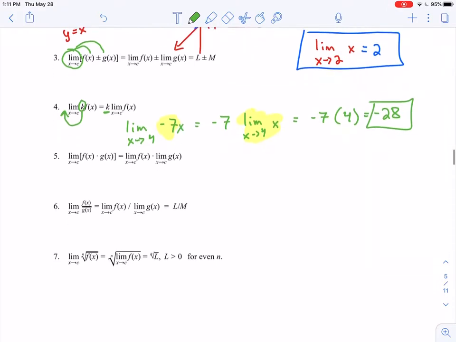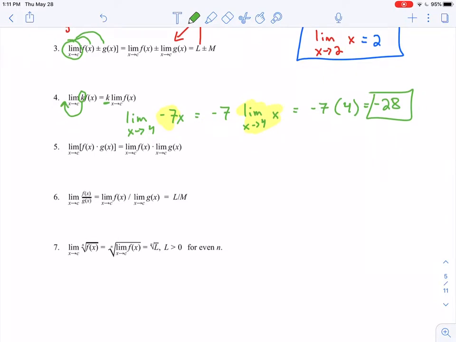The fifth and sixth properties are very similar to that third one. For property number 5, if we have the limit as x approaches c of f of x times g of x, we can take this limit and distribute it over multiplication. So I can just take the limit of each factor separately. I can look at the limit of f of x times the limit of g of x, and it'll save me a whole bunch of time.